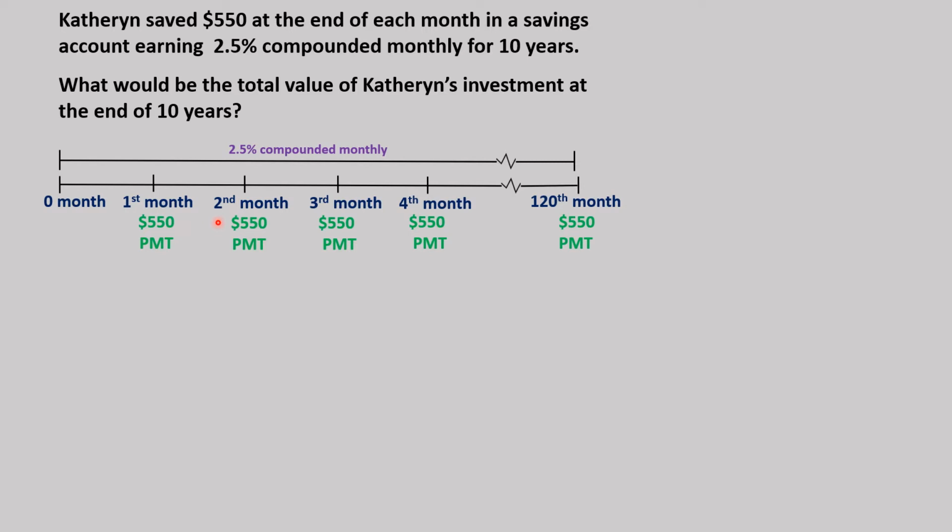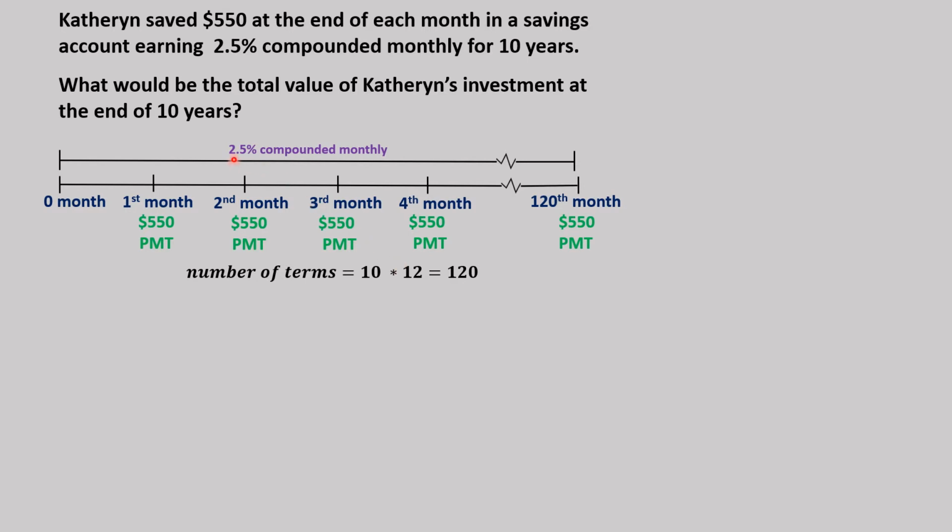Now you might be asking, how do we get the 120 months? So what happens is that we have 10 years. Catherine is investing the money for 10 years, and she's investing it at the end of each month. So it's 10 years, and in 1 year there are 12 months, right? So 10 times 12 is going to give us 120 months. So your n, number of terms, is going to equal 120.